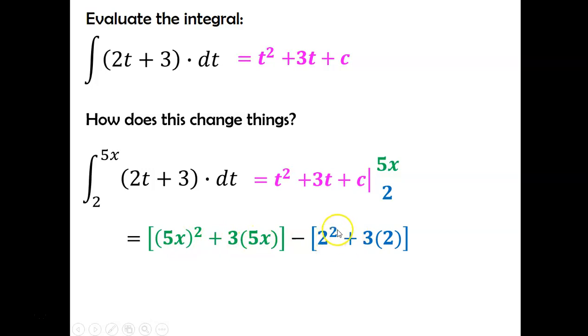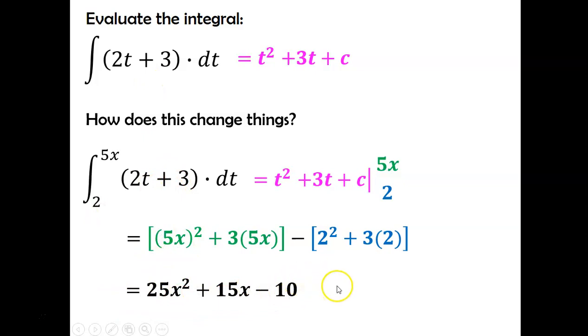Times 3, and then I have 2 squared plus 3 times 2. And so if you simplify that out, you get a nice polynomial. You get 25x squared plus 15x minus 10, okay? Which I expect to get a nice solid answer, but interestingly here, my answer is in terms of x. So it's kind of important that you note here that this integral started in terms of t and ended in terms of x. And the reason for that is I plugged a limit in. One of my limits was in terms of x. Okay, and that's how the variable switch happened here. All right, so I did my integral. I've got this polynomial here.